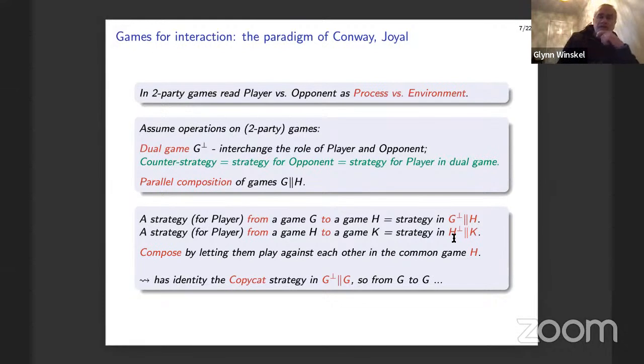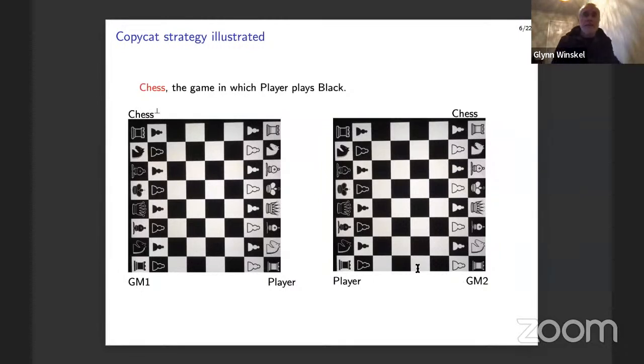So this is a general scheme for building a category, and what you find, most often, is that there's an identity. The identity strategy is given by a form of copycat strategy in which player copies the moves of opponent. So here's a particular concrete way of thinking of that. We think of the game of chess as the one in which player plays black. That's this copy of chess on the right. And then the copycat strategy will go from the game of chess to the game of chess. So it will be a strategy in the compound game got by taking the dual game of chess, in which player plays white, in parallel with this original game where he plays black. And the copycat strategy would be such that player copies whatever opponent does.